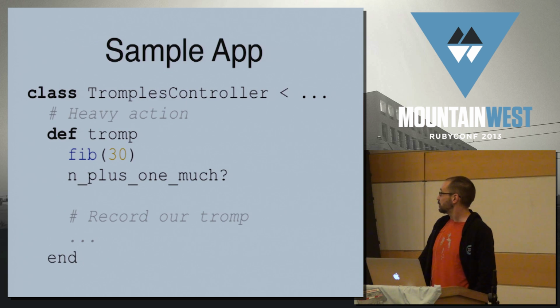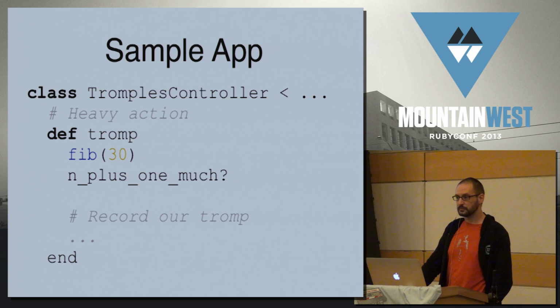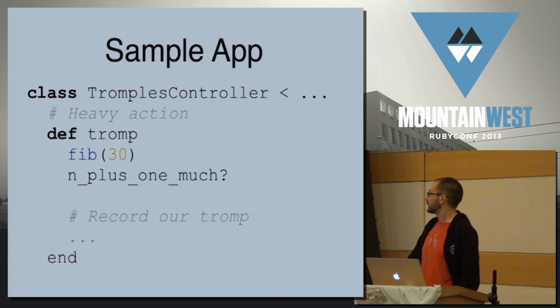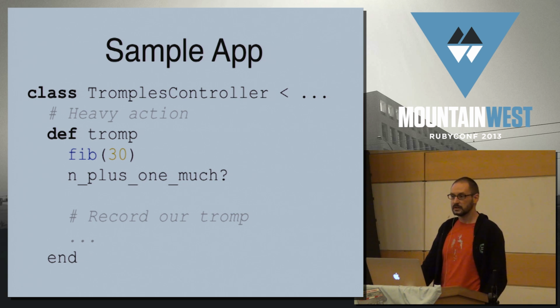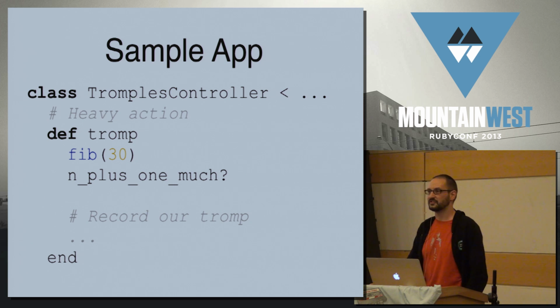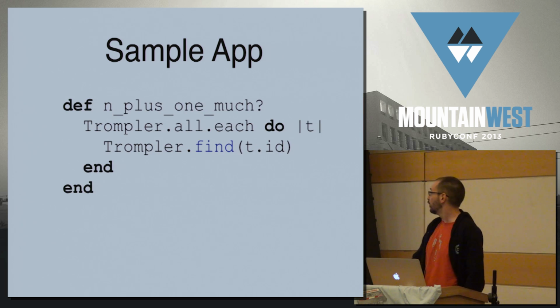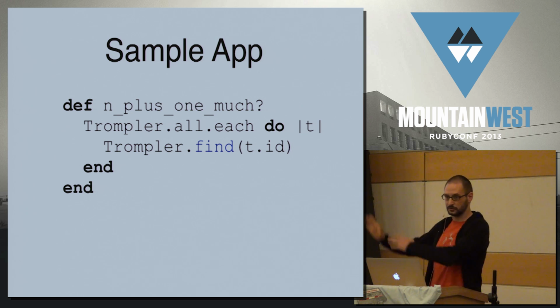In this application, we have a tromp method on our controller. And this does some totally reasonable things to be doing in an application. It'll calculate some Fibonacci numbers for us, and it'll do a big n+1, just to give us a nice juicy target for the thread profiling to hook onto. Fib looks pretty much like you'd expect it to, and the n+1 also looks pretty much like you don't want to actually do in your application. Don't use this code.